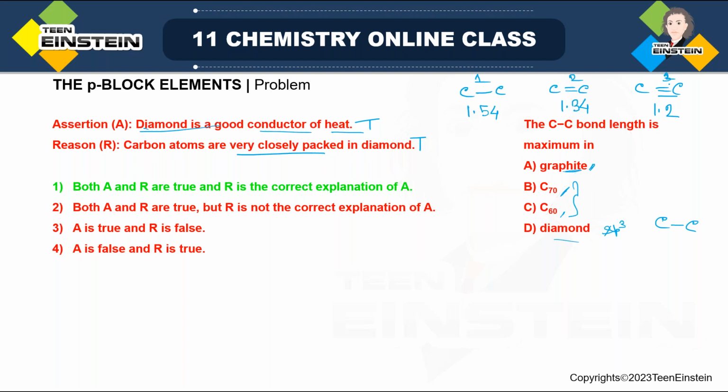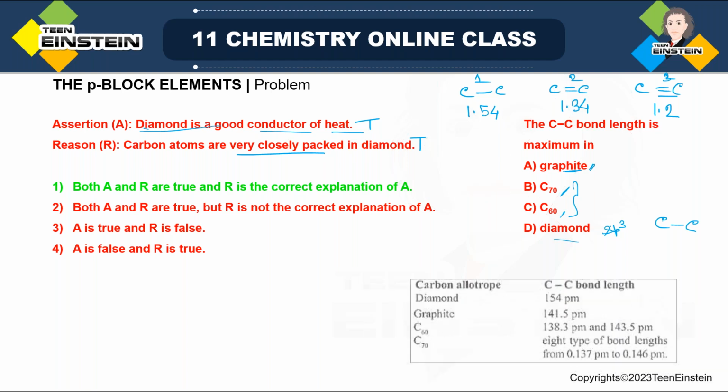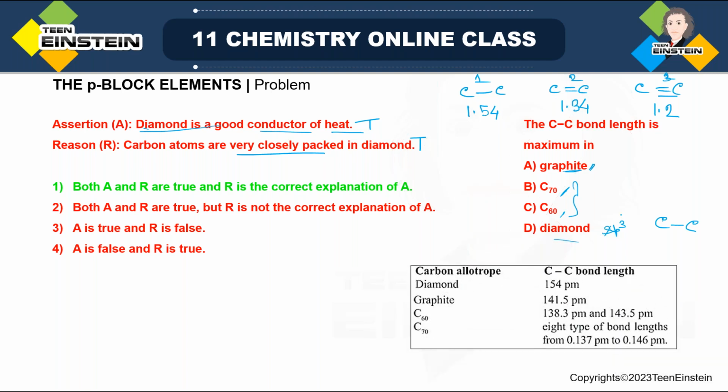So we have to find in which case the C-C bond is a single bond, and only in that case it will be maximum. So in diamond, it is basically maximum. Here you can see all the values in picometer unit. In diamond, it is sp3 hybridization. There is no C=C double bond, only single bond. It is 154 picometer. In case of graphite, it is 141.5, which in angstrom is 1.42. So it is not exactly double, not exactly single, it is something in between.